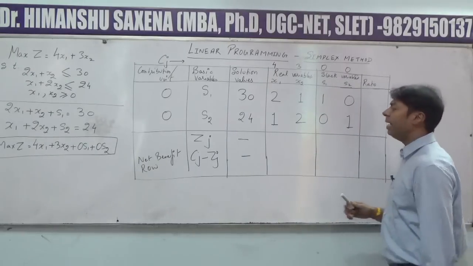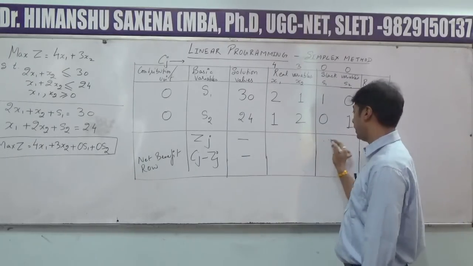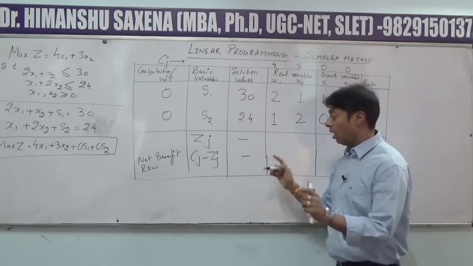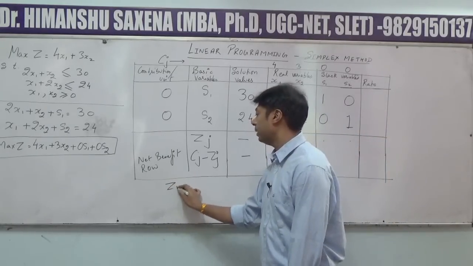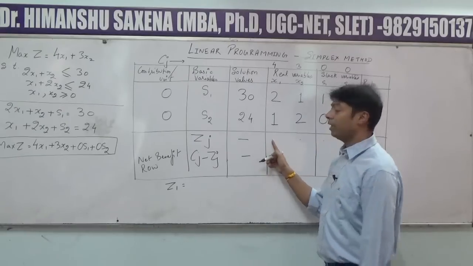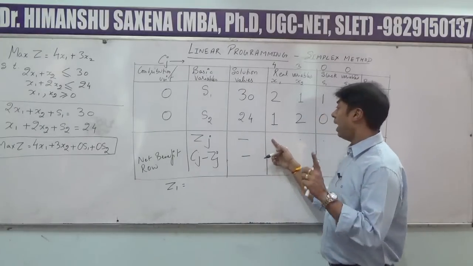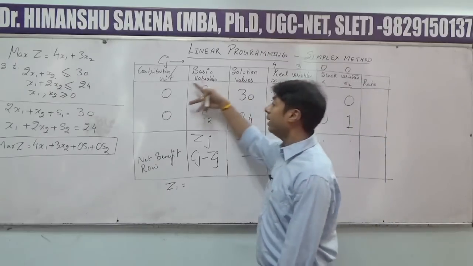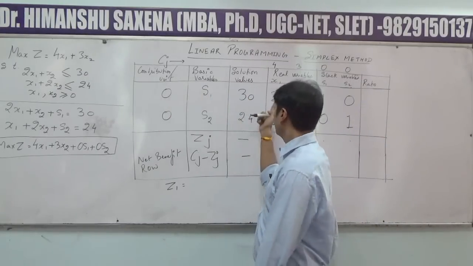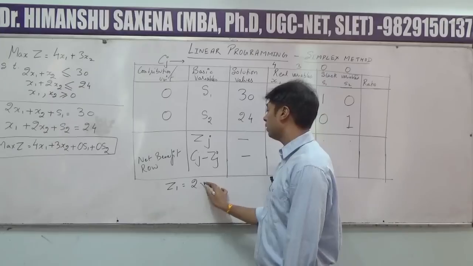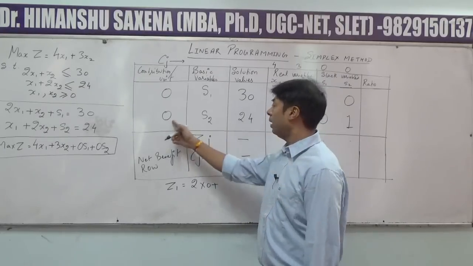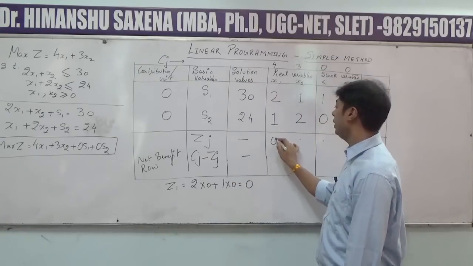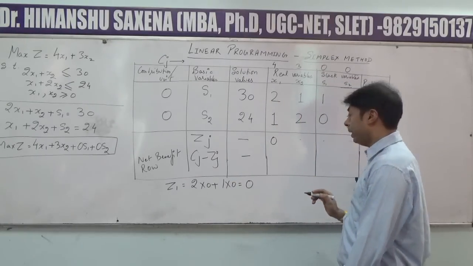Now the next step is calculation of Zj. So we are going to calculate Zj for each column. How will we calculate it? Please see, for Z1, this value is representing Z1. We have to multiply the values which are above it by their respective contributions. So 2 multiplied by 0 and 1 multiplied by 0. That will give you 0 only.